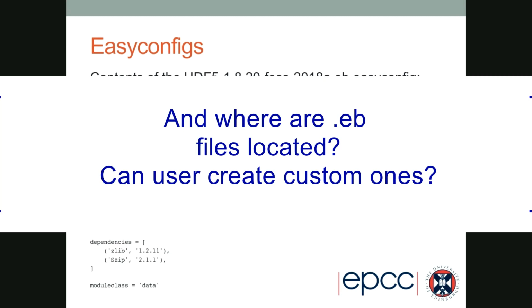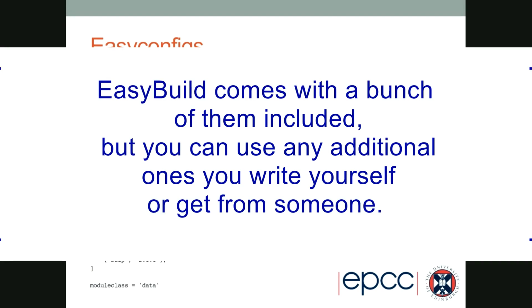Alexander's asking, where are EB files located? Can users create custom ones? Yes, you can. If you go ahead with the Bootstrap installation, as part of it you'll select where you want EasyBuild to be installed. You go to that location, head up a few directories, and there's a directory called Easyconfigs, and they're all listed there in directories by the alphabet. You can just jump in, take a look at them, copy, edit them as you like, add your own. Yes, absolutely.